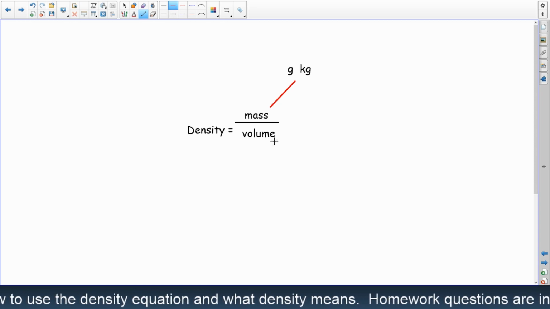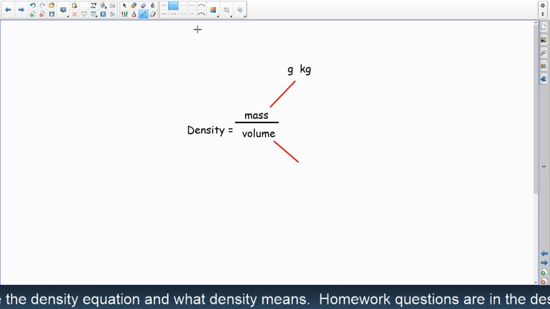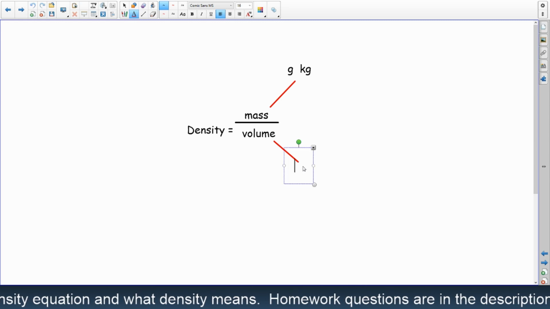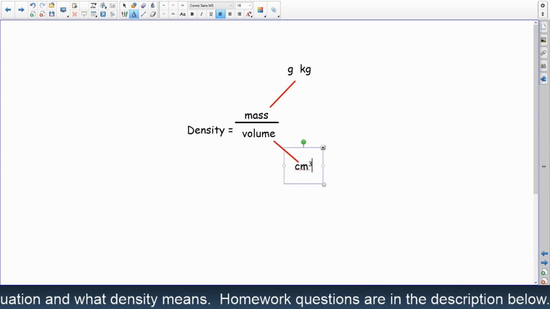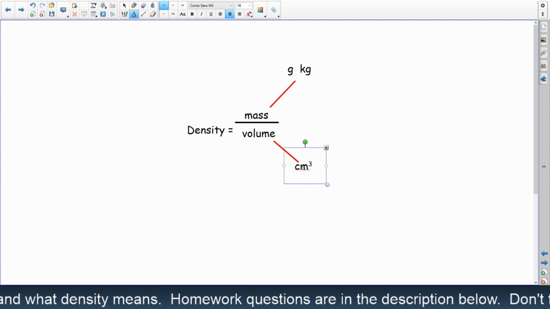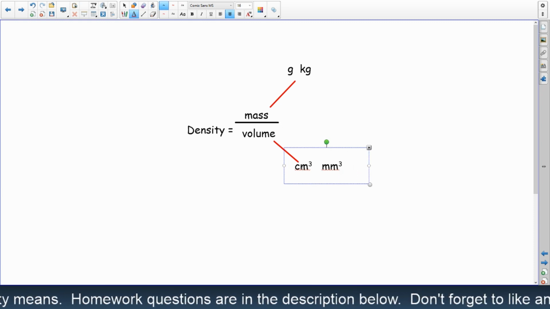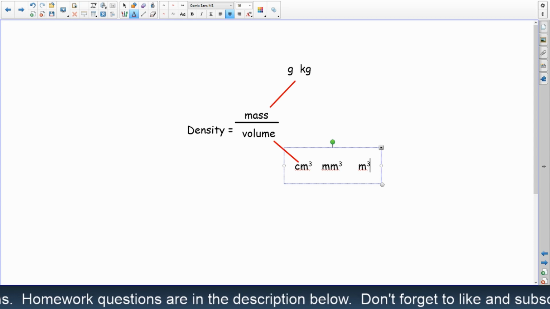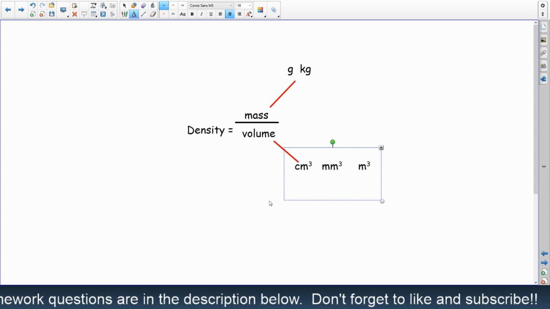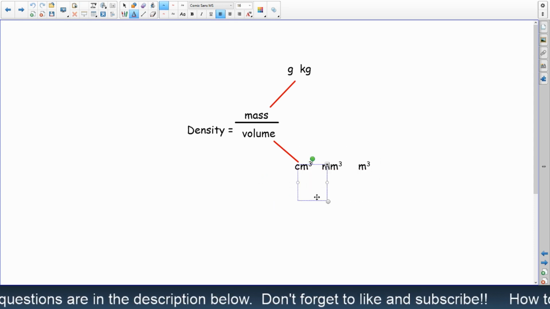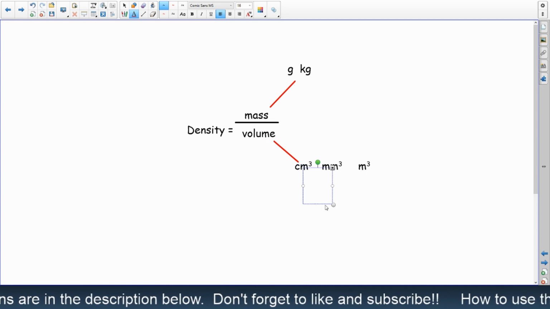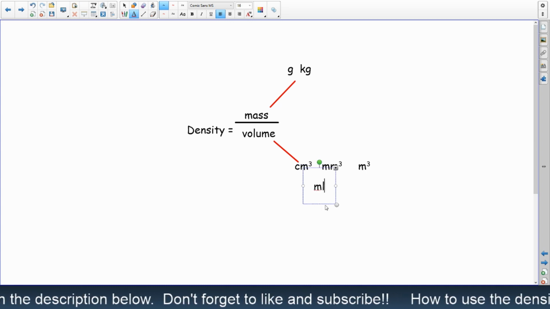Volume, on the other hand, has a few different ones. There are the standard units of volume: for small objects you would tend to use centimeters cubed, or for extremely small objects, maybe millimeters cubed. And then for much larger objects, you'd have meters cubed. But if you happen to have a rogue chemist or a chemistry teacher, or you're actually doing an experiment in a lab, you'll tend to get your volumes in milliliters.